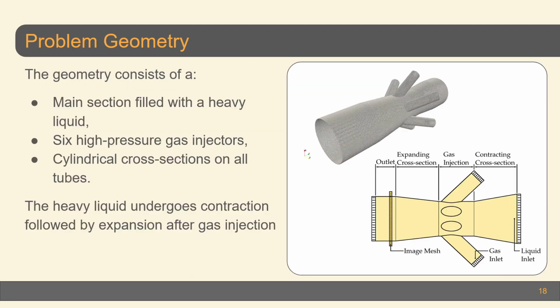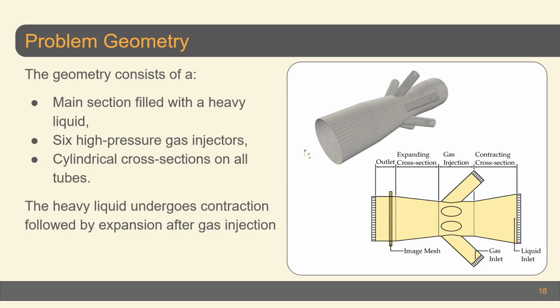So with that in place, we can now look at the actual problem that we're trying to simulate. So the geometry of the nozzle that we're interested in is this long tube that has a heavy fluid flowing through the main column. This long tube has 3 sections, a part where it contracts, a part where we put gas injection, and an expanding section.